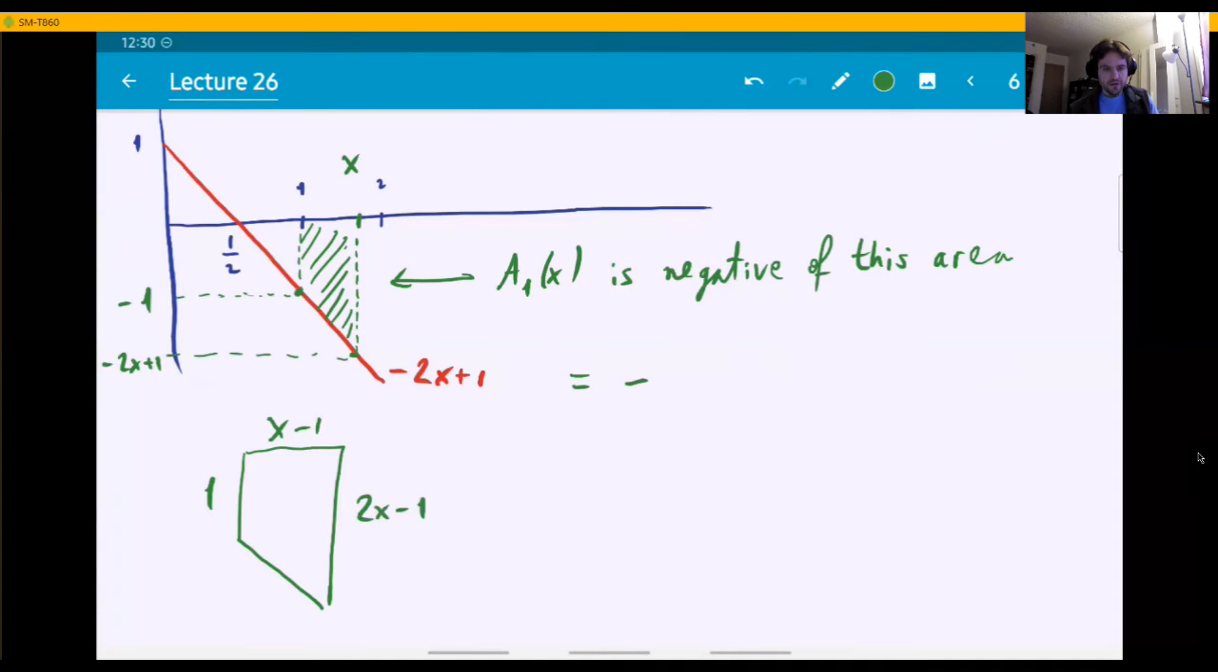Those are the measures on this trapezoid. So we're going to calculate this area. Remember how you do that? Add the bases, multiply by the height, divide by 2. This is going to be just 2x divided by 2, which is just x. And I'm going to write 1 minus x instead of x minus 1 because of the minus sign. So this is A1 of x.